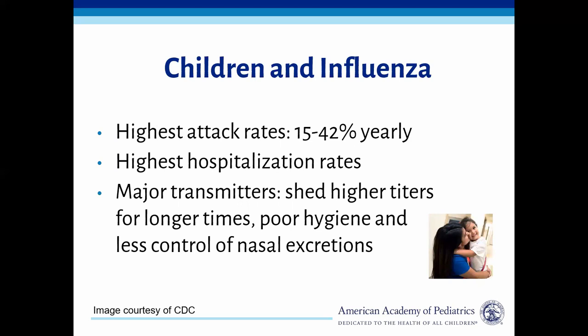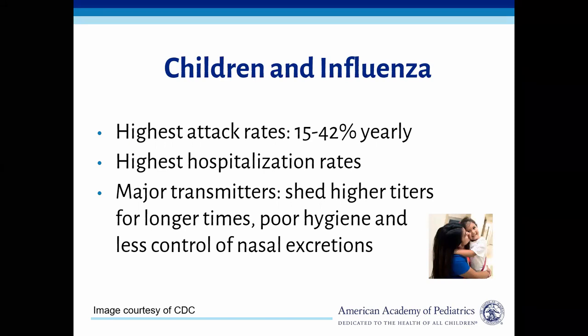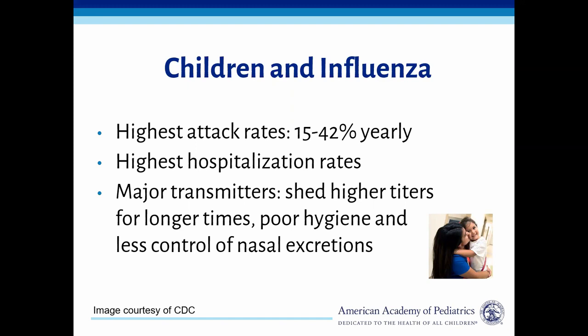The role of children with influenza transmission is really great. Why? Because they have the highest attack rates. Every year, 15 to 42% of children are infected with influenza. They also have the highest hospitalization rate. Fortunately, they don't have the highest mortality rates, but they end up in the hospital because they can look very sick. They are the major transmitters of influenza because it's the first time or only the second time they're having the disease, so they shed higher viral titers for longer periods of time.